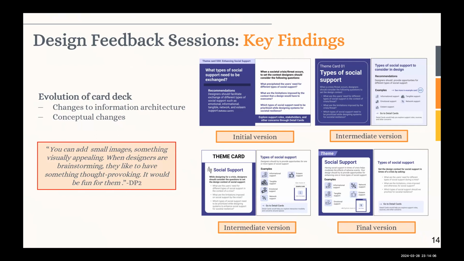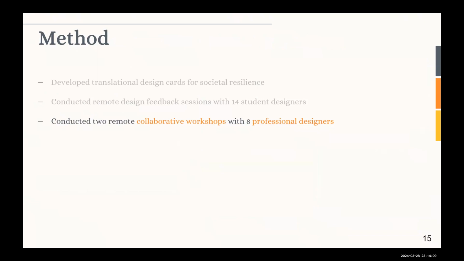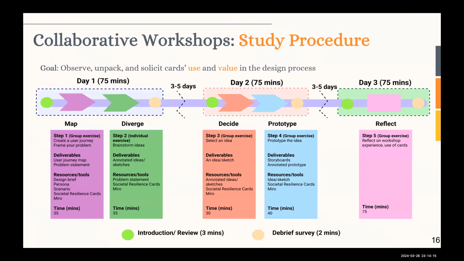Once we had the final version of the card deck, we conducted a collaborative workshop with professional designers, where our objective is to observe, unpack, and solicit the cards' use and value in the design process by the professional designers. For the collaborative workshop, we adopt the Google Design Sprint format, which has steps such as map, diverge, decide, and prototype. We added the step reflect to explore participants' perceptions and reflections. Next, we are going to highlight some of the key findings from this study.